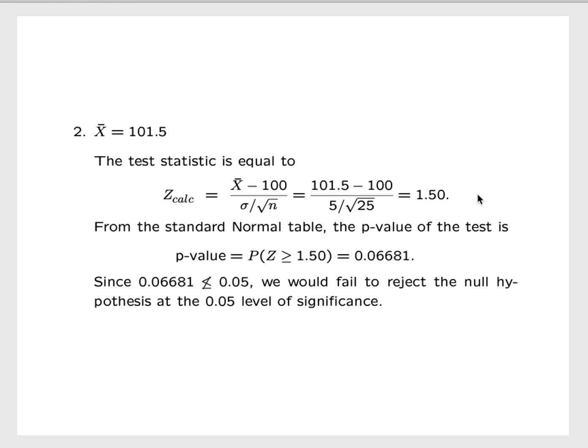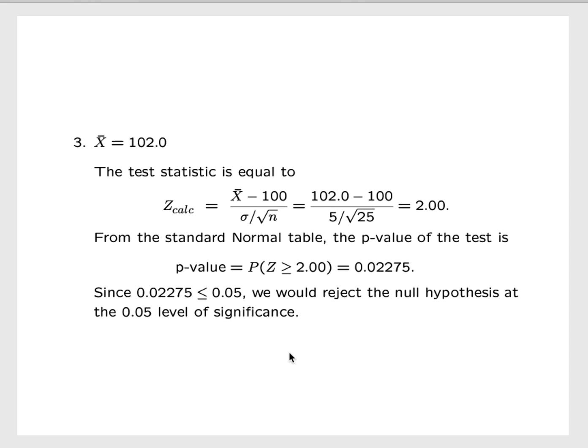Now, if the sample mean were 101.5, then the standardized version of the test statistic would be positive 1.5, and the p-value of the test would be 0.06681. Now, that's still not small enough. That's still not inconsistent enough with the null hypothesis to cause us to reject the null hypothesis, at least at the 0.05 level of significance, because, again, that p-value is not less than or equal to the chosen level of significance, which is 0.05. So again, in this situation, we would fail to reject the null hypothesis at the 0.05 level of significance.